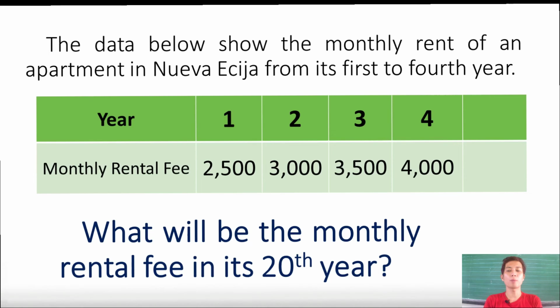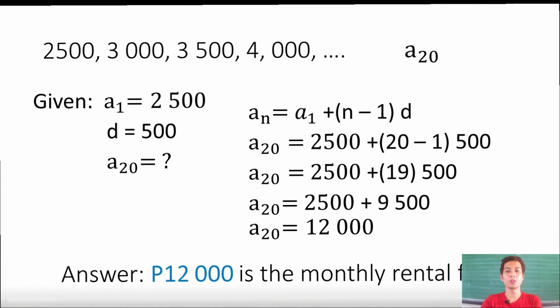Now let's go back to the problem a while ago. So the answer a while ago is 12,000 pesos, but we use the listing method, or we list down all the numbers until we come up to the 20th year. Now I'm challenging you to use our formula in solving this problem. Pause our video for you to have enough time to work on this problem. Does your solution looks like this? If yes, that means you have learned our first topic, which is solving problems involving arithmetic sequence.